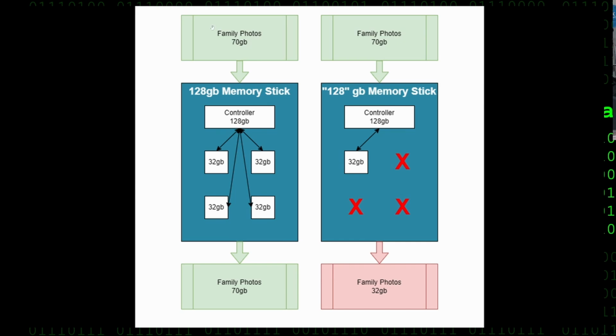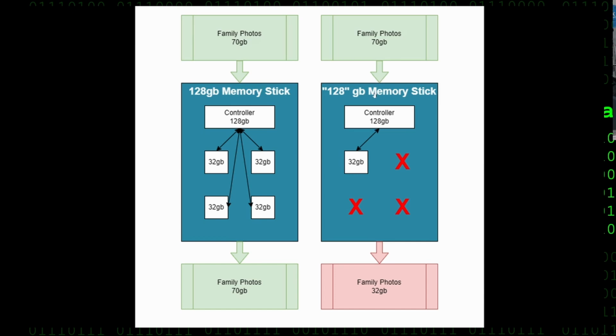When you put your family photos onto the memory stick, the controller decides which one of these each bit of data is going to go to. So in this case, we're absolutely fine because there's 4, 32 each, 128. Perfect. So you put your 70 gig of family photos on there. 6 months later, you try and get them off. You get your 70 gig of family photos back.